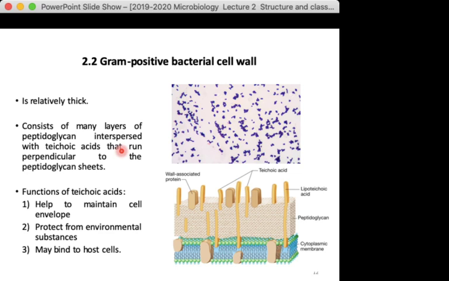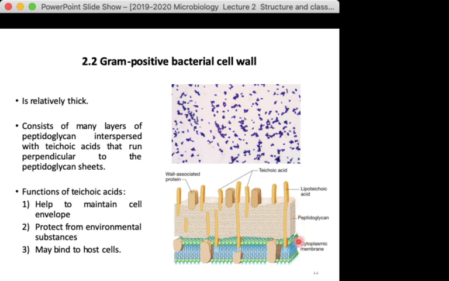All right, so let's take a look at the gram-positive bacteria. Let's take a look at the gram-positive bacterial cell wall. Now, as I said earlier, the bacterial cell wall is relatively thick. They are very thick, because they are composed of multiple layers, a lot of layers.